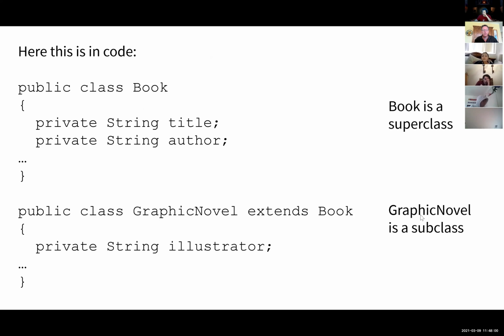Here it is in code, just the very start of it. So public class Book, and it has private String title, private String author, and then I put a dot dot dot indicating there's a lot of other stuff in there. And then if we were going to write this graphic novel class, we would say GraphicNovel extends Book. So you literally put in the title, like public class GraphicNovel extends Book. And then we add the variable that we need. And then we deal with the other stuff down below. We'll learn about that another day. We're not going to write these classes today.